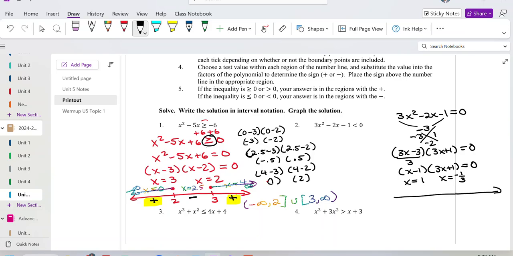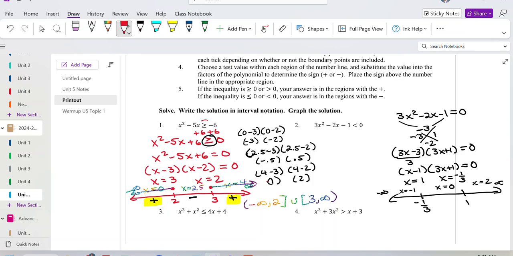So put that on the number line. Negative 1/3 comes first, positive 1 comes second. Remember, negative infinity's here, positive infinity's there. Now choose a number less than negative 1/3, like negative 1. Choose a number between negative 1/3 and 1, like 0. And then choose a number bigger than 1, like 2.